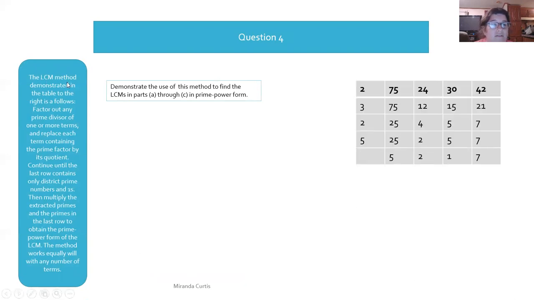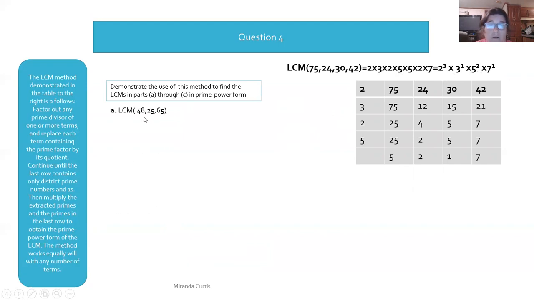Okay, it says the LCM. See, we're doing the same thing over here, demonstrating the table. Here's our table. Write in the following. Factor out any prime divisors. Divisors of one or more terms and replace each term containing the prime factor by its quotient. Continue until the last row contains only distinct prime numbers and ones. Then multiply the extracted primes and primes in the last row to obtain the prime power form of the LCM. The method works equally with any numbers and terms. This is what they're asking for right here. That is what all that means.